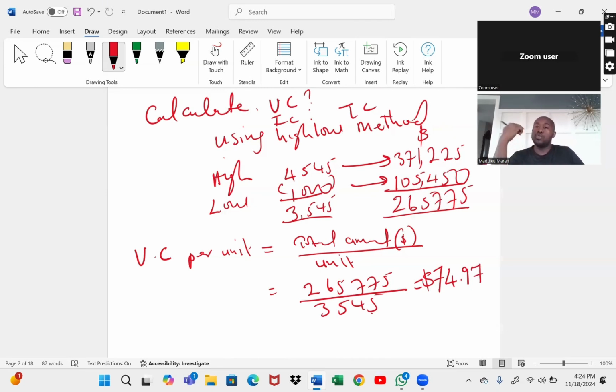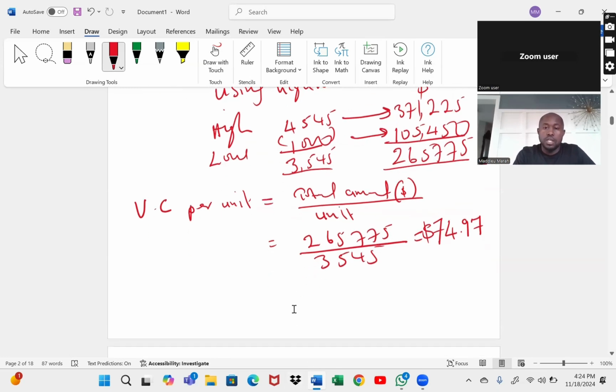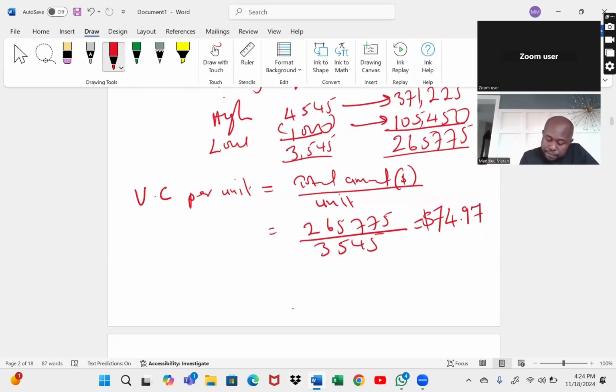Now we need to calculate variable cost in total. How can we get variable cost in total? You can use either of the activities. If you want to use the high activity or the low activity, either is fine, you have the same answer. For instance, now I'm using the high activity. You practice at home with the low activity.